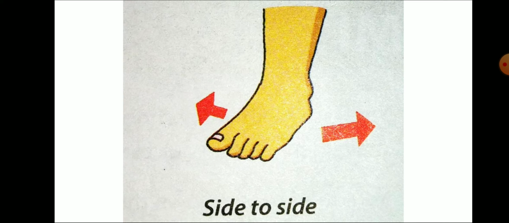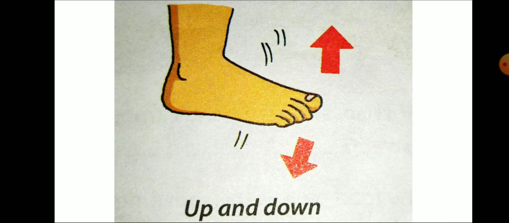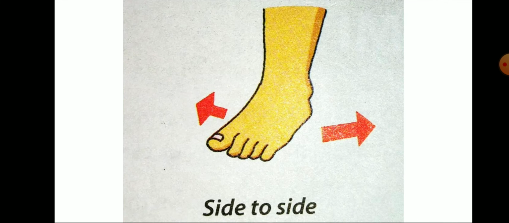This type of joint which allows the bones to slide over each other is called a gliding joint. This type of joint is found in the bones of the wrist and ankle. So, examples of gliding joint are wrist and ankle. Now, the next type is pivot joint.